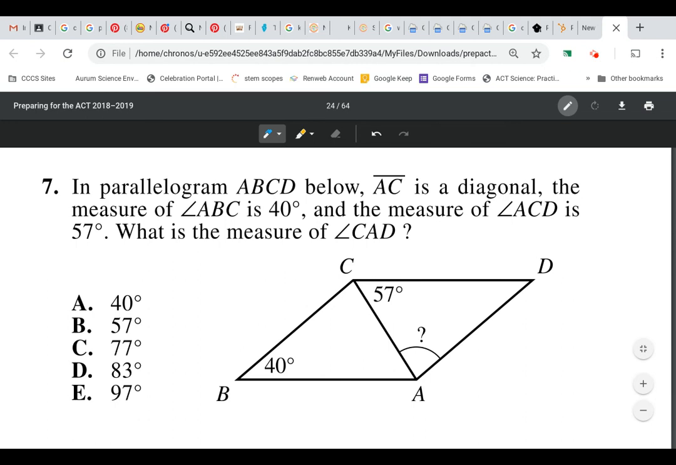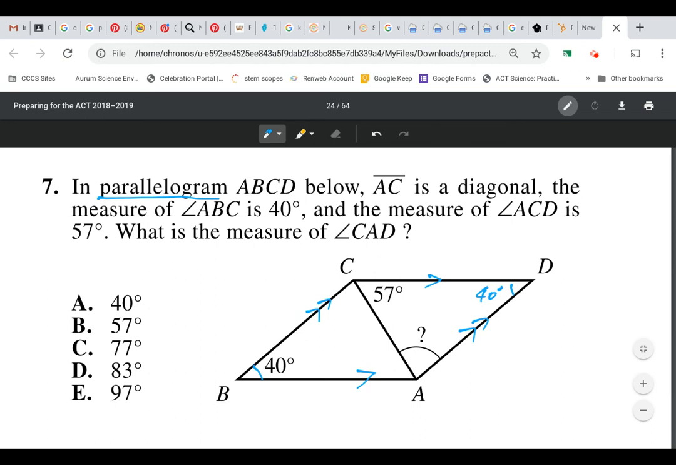In a parallelogram, as soon as I know it's a parallelogram, I know the opposite sides are parallel and the opposite angles are the same. So this is 40, this is also 40. See, I'm labeling every single thing based on the information given to me. And AC is diagonal AC. The measure of ABC is 40, and the measure of ACD is 57. What's the measure of CAD?